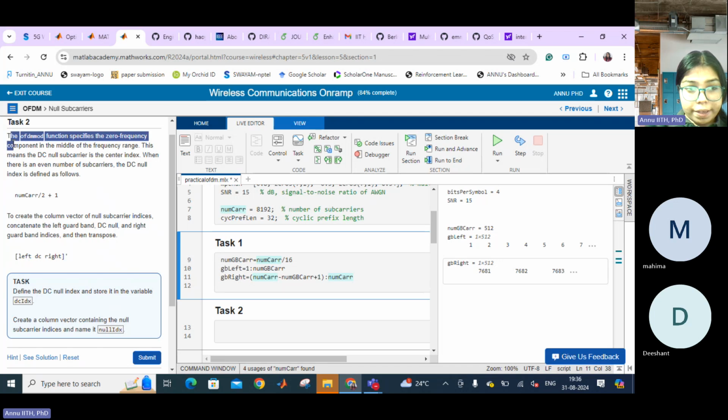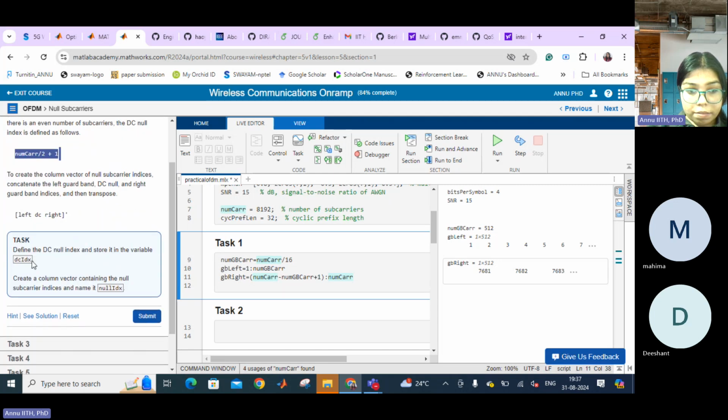The OFDM mod function specifies a zero frequency component in the middle of the frequency range, and this means that the DC null subcarrier has a center index. So we can define when there's an even number, the DC null index will be simply this one, as it was always an even number. So to create a column vector of the null subcarrier indices, concatenate the left guard band, DC null and the right guard band, then the transpose.